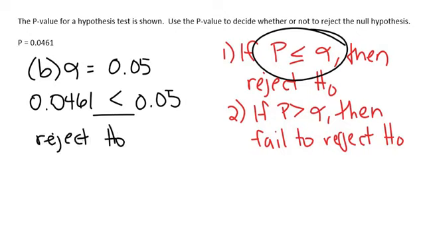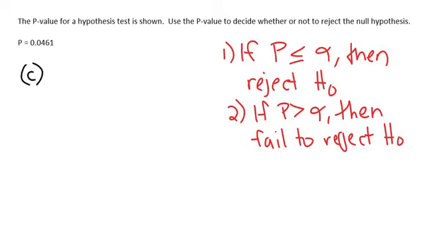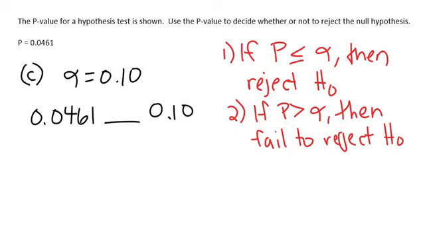And let's look at part C. In part C, I want to look at an alpha value of 0.10. Okay, which one is bigger? Alpha is bigger than your p-value, therefore you would reject the null hypothesis.